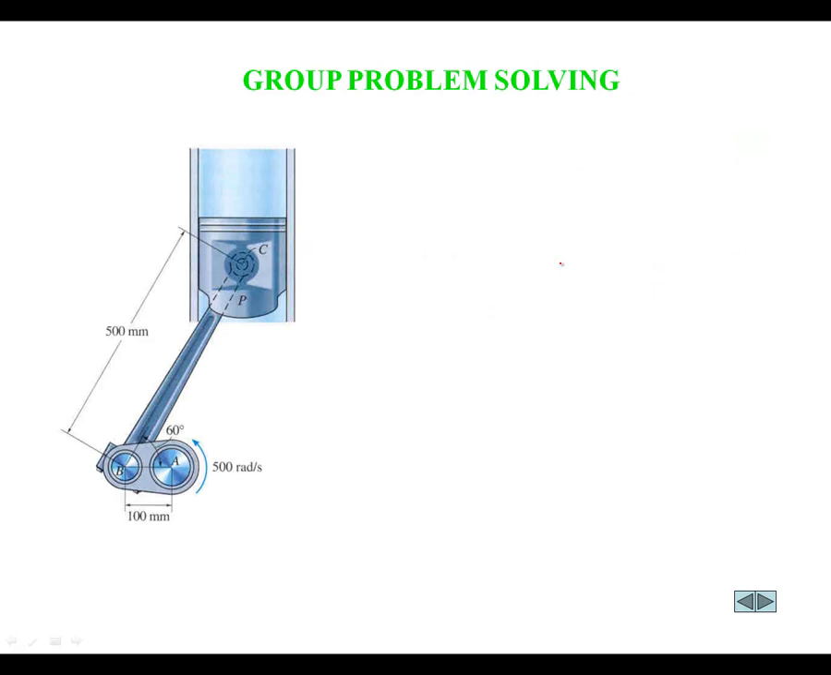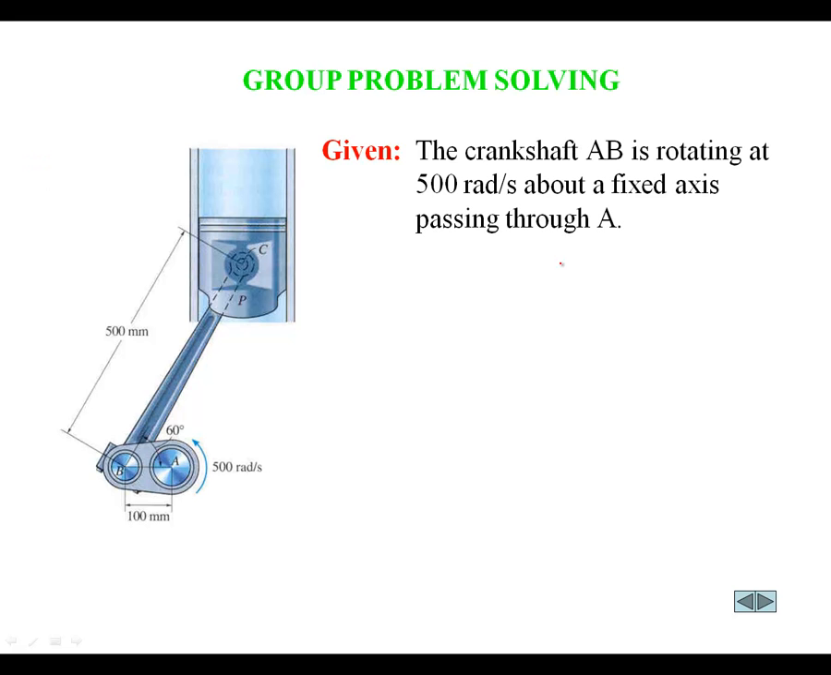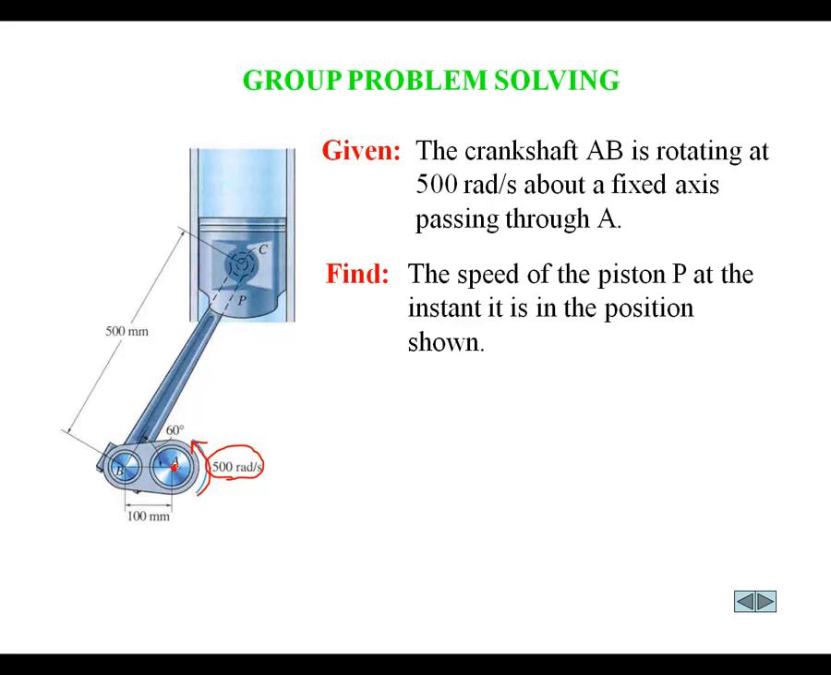Okay, let's take a look at one more example of this relative motion analysis of these linkages. Here's a crankshaft, and that's rotating at 500 radians per second about a fixed axis passing through A. So there's the 500 radians per second, and it's going in this counterclockwise direction. And this point A is fixed. Let's now find the speed of the piston at this instant that's shown. Now, our logic can say if this is rotating counterclockwise, this piston will be moving downward.